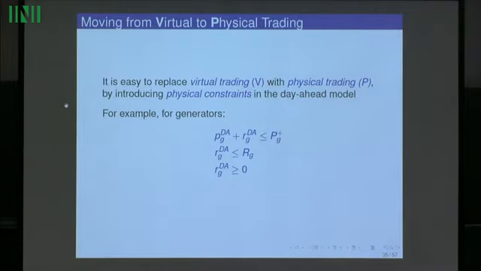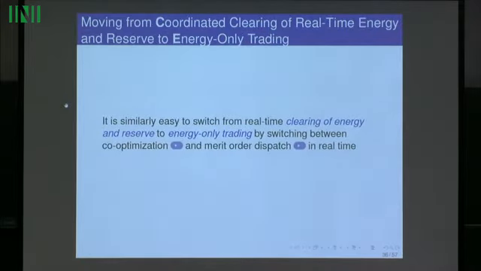So how do we model that? It's very simple. We just limit the day-ahead positions of the generator in energy by the Pmax, and in reserve capacity by the ramp rate of the unit.